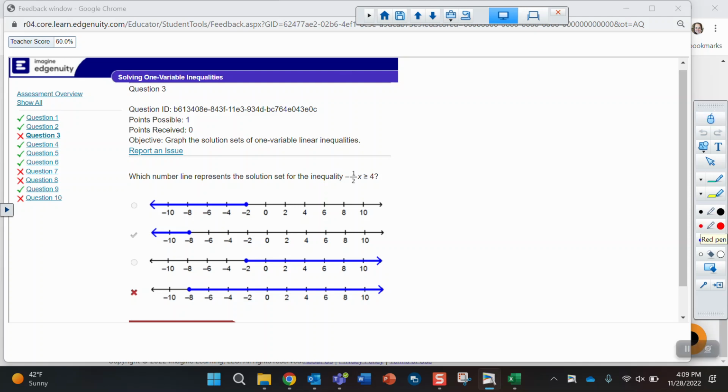Hey Sam, I have your most recent quiz here. The first one you missed was question 3. Which number line represents the solution set for the inequality negative 1/2 x is greater than or equal to 4? So it looks like on this one you've got the right number, the right digit, but forgot that when we divide by a negative, we have a symbol flip.